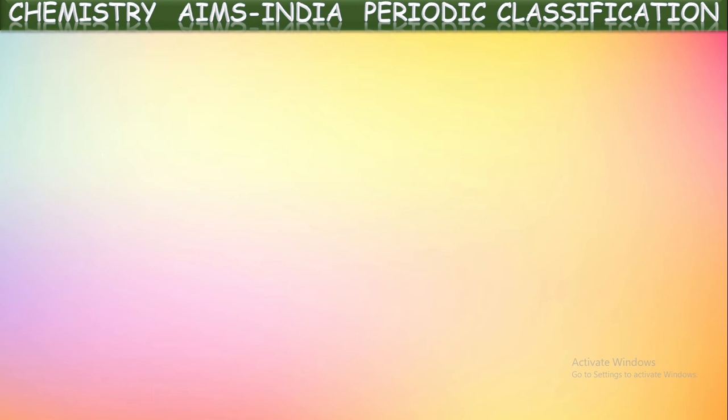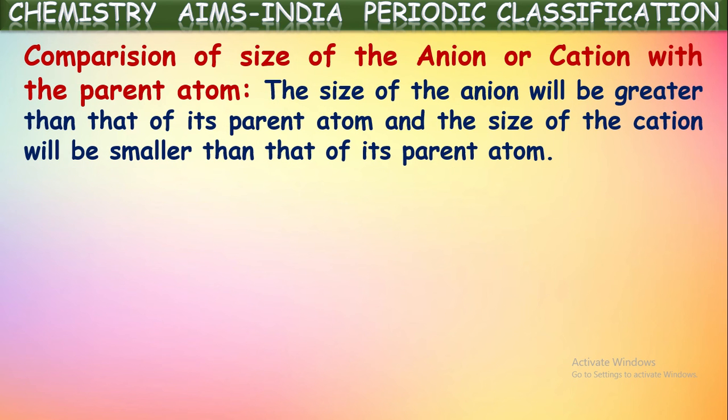Okay, next. Comparison of size of the anion or cation with the parent atom. We know anions are formed by the gain of electrons. We say they are negative ions. If neutral atoms, the parent atoms, lose electrons, then they form positive ions which are called cations. So how does the size vary when they form anions and cations? The size of the anion will be greater than that of its parent atom, and the size of the cation will be smaller than that of its parent atom.